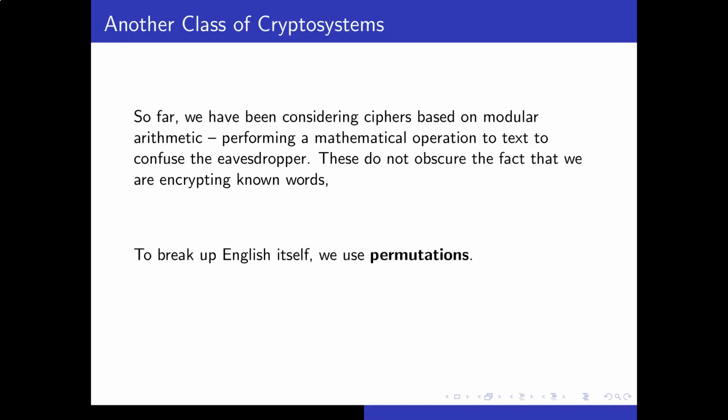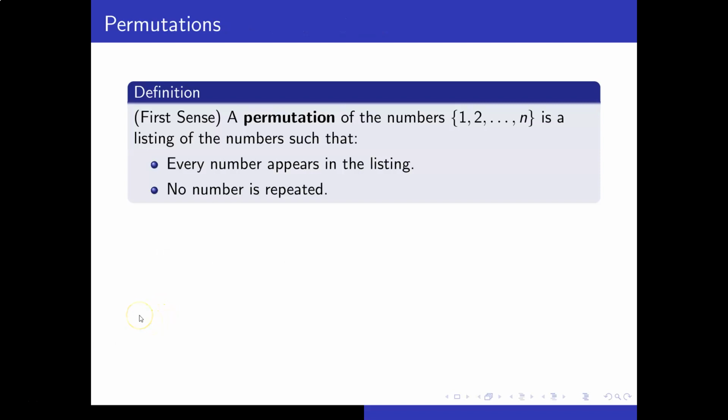Now, you've probably seen the word permutation before and may have an idea of what it is. Mathematically speaking, we have very strict rules for what a permutation is, and we'll look at those now. There are two ways to consider permutations. They're very closely related, but we'll look at both. You'll see that one is mathematically better than the other. But the first one we'll look at is a permutation of the numbers 1 through n is a listing of the numbers such that every number between 1 and n appears in the listing and no number is repeated.